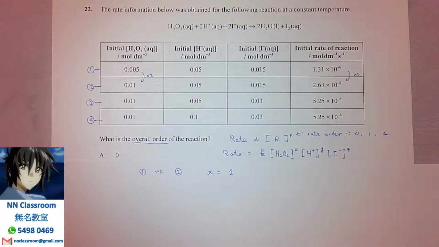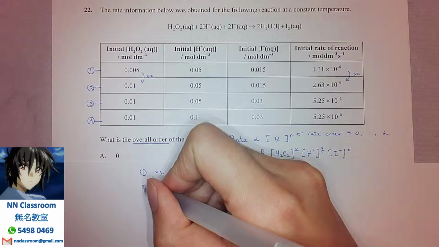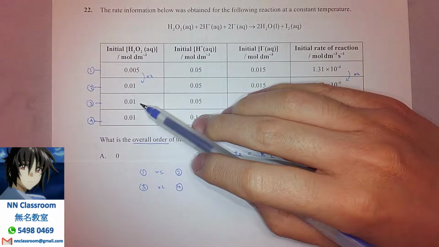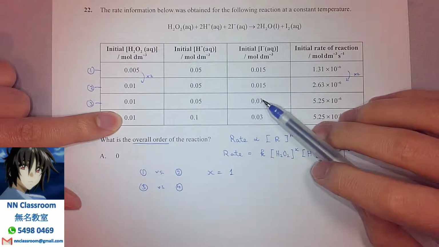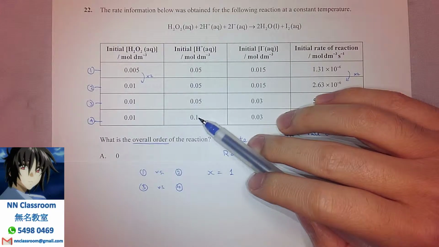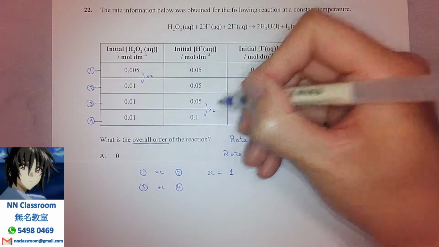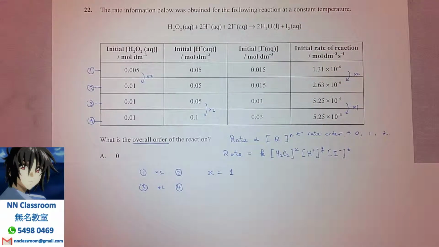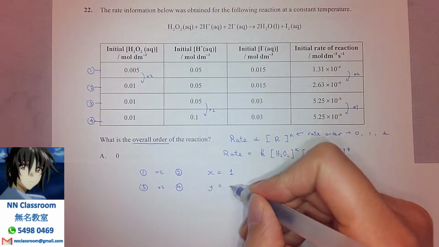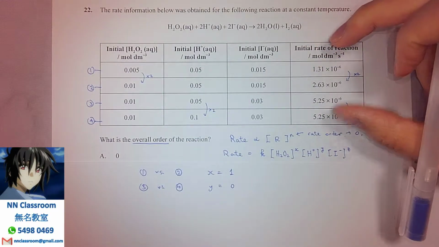So we continue. The next pair that we can choose in order to find out the others will be, let's say, experiment 3 versus 4. In this case, the concentration of H2O2 doesn't change, the concentration of iodide doesn't change, but the concentration of H+, the proton, doubles. And this doubling effect brings nothing to the rate of reaction, which still stays at 5.25. So the order with respect to H+, which is y, is going to be 0. And finally, we break down iodide also, right?